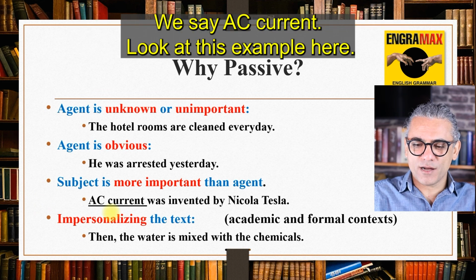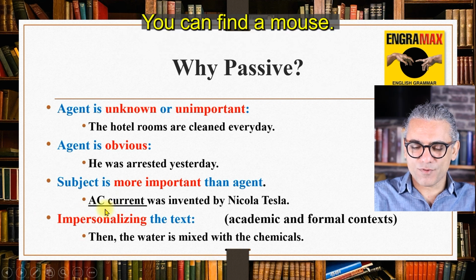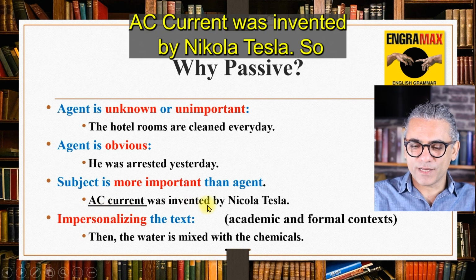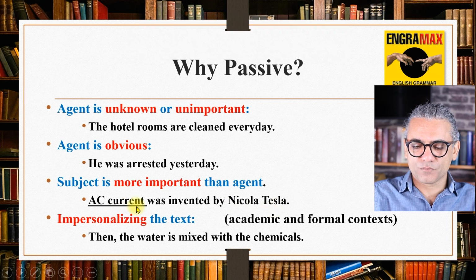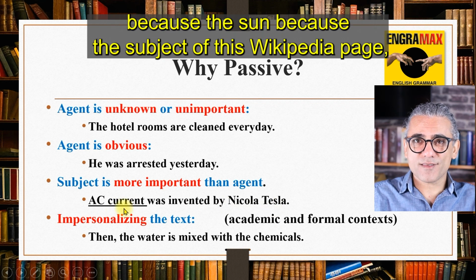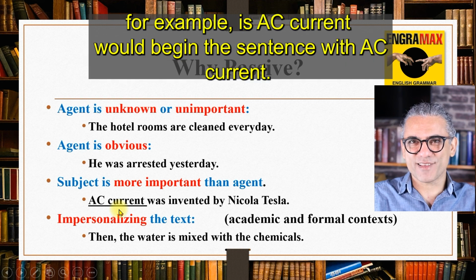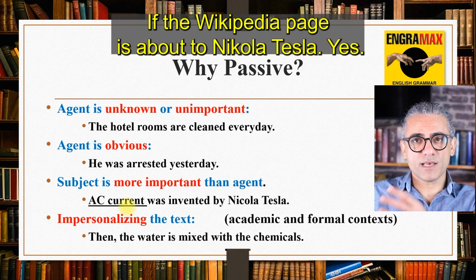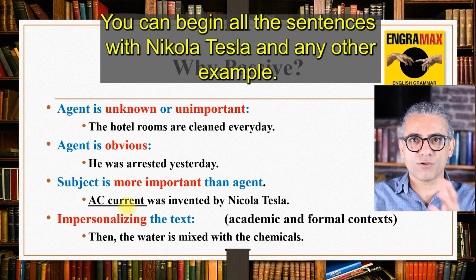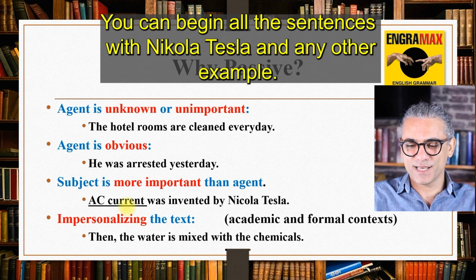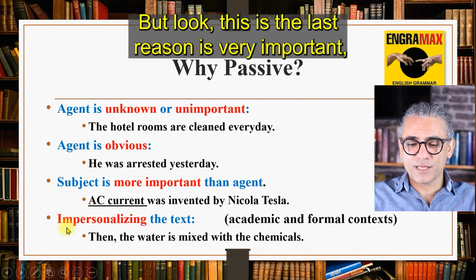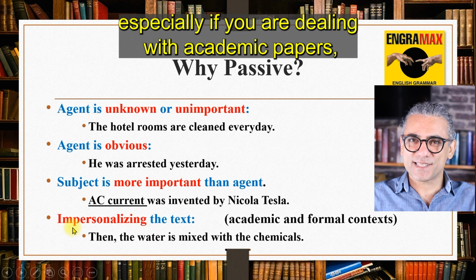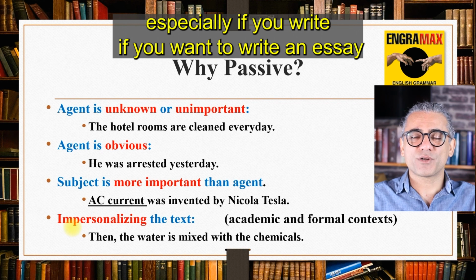We say AC current, look at this example here, you can find the mouse. AC current was invented by Nikola Tesla. So, because the subject of this Wikipedia page, for example, is AC current, we begin the sentence with AC current. We don't say Nikola Tesla invented AC current. If the Wikipedia page is about Nikola Tesla, yes, you can begin all the sentences with Nikola Tesla and any other example. But look, the last reason is very important, especially if you're dealing with academic papers, especially if you want to write an essay.